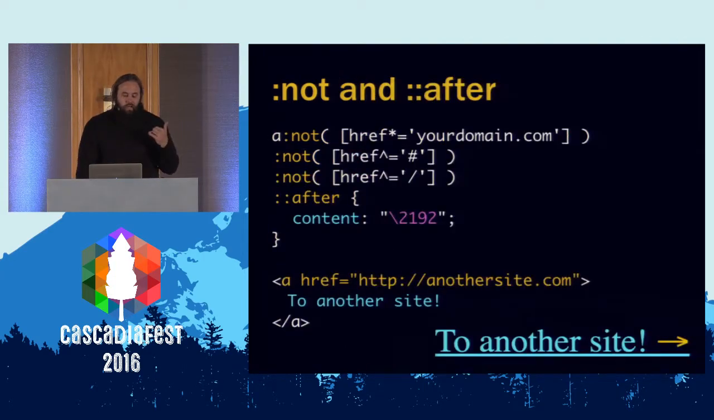You can use not and after together. So going back to that previous example of an external URL with the arrow, if you didn't want to rely on a class or target blank, you could use some href attributes, and you can chain not together multiple times, and then after you can put the arrow. This gives you a specificity of 32 because you have 3 attributes and 2 HTML elements. So just remember that when you're using this stuff.